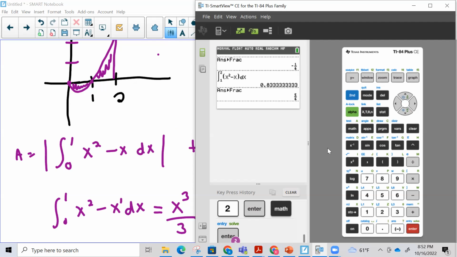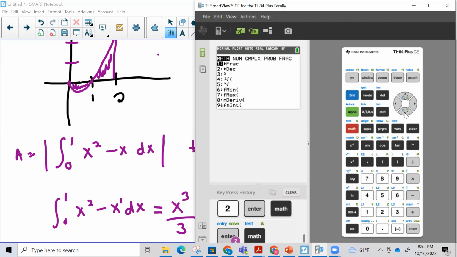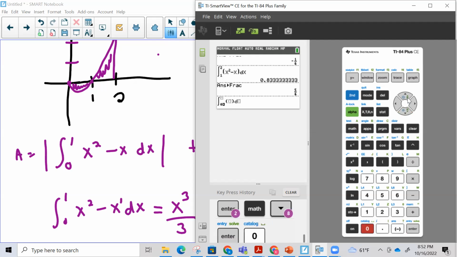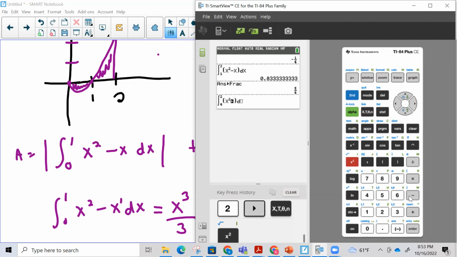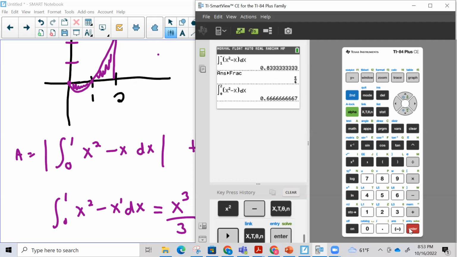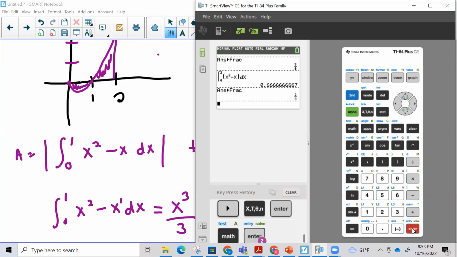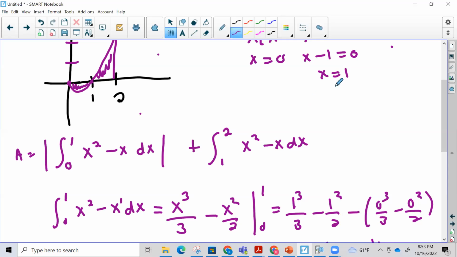Now, one thing I wanted to show you is that if you did the whole integral, so math, again, it's number 9, fnInt, and I just did from 0 to 2 and put my curve x squared minus x. Then you have to put in the dx and hit enter. I am going to get 2/3 and not the 1, because again, it's doing -1/6 plus 5/6 instead of making this positive. So that's how you do area between the curve and the x-axis.